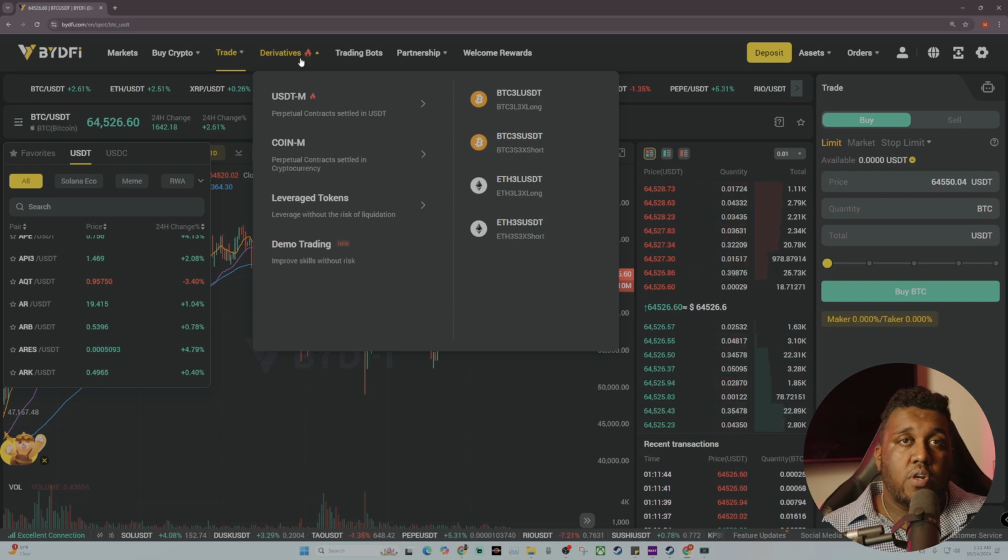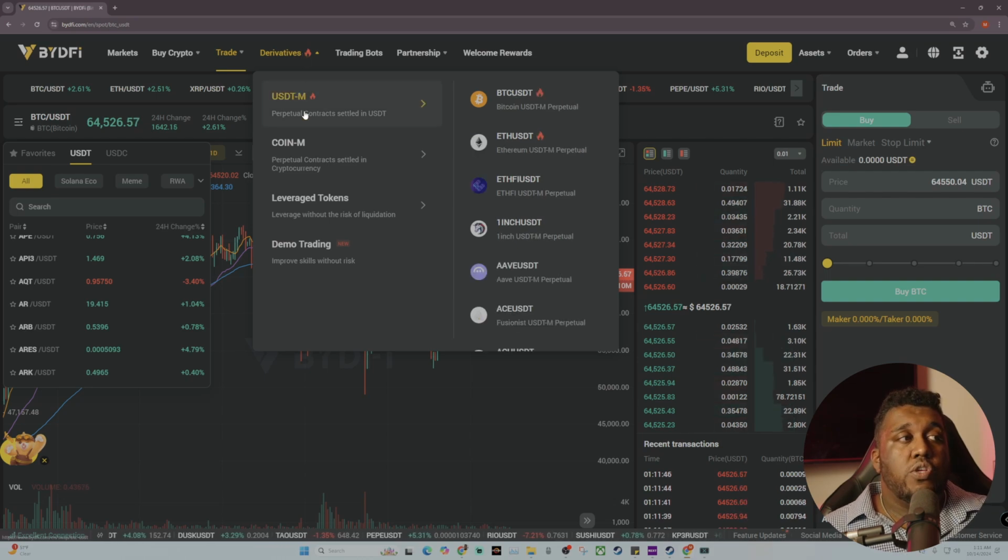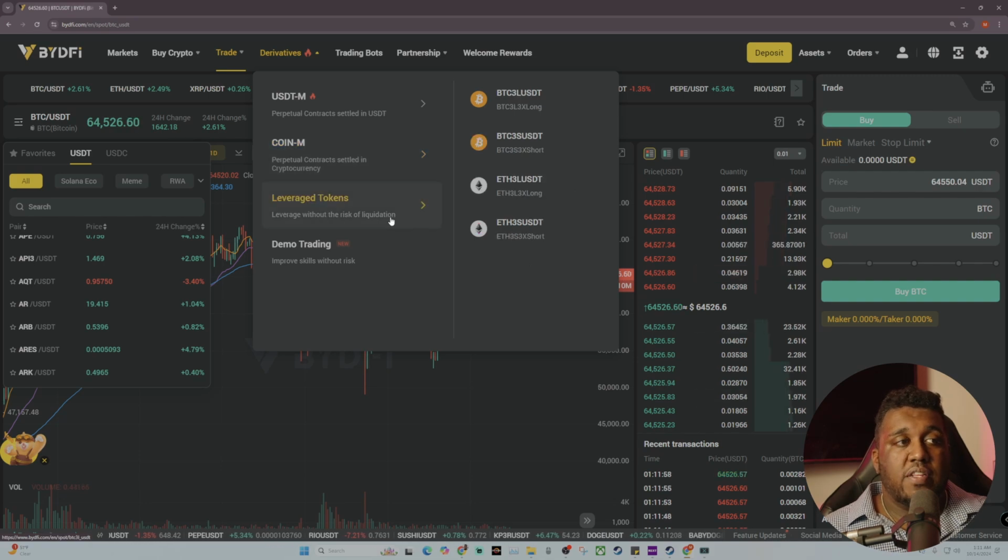Next step here, guys, we're going to go over to derivatives. This is where the majority of you guys are going to be spending your time. You guys are going to be doing USDT-M. If you're going to be doing cryptocurrency like Bitcoin, Ethereum, and stuff like that, it's going to be a little bit different.